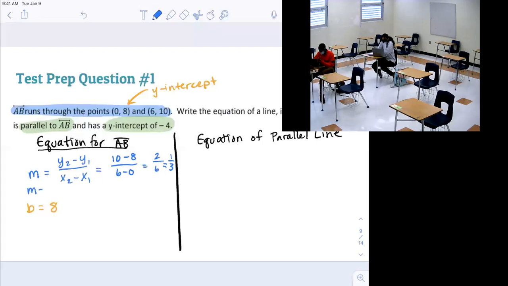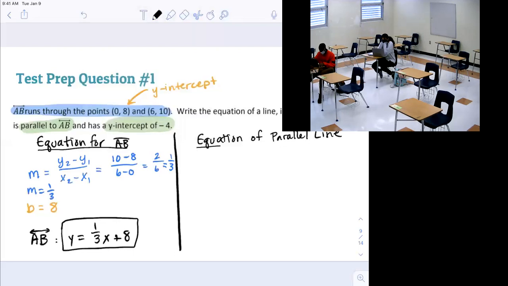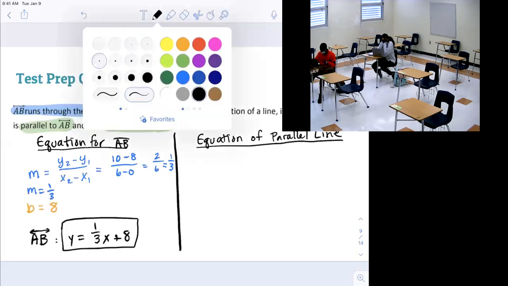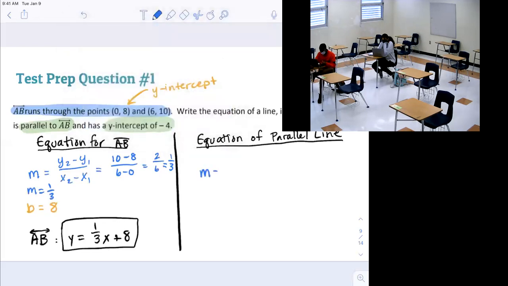So now I know M equals 1/3 and B equals 8. So now I can actually write the equation of AB. What's the equation? y equals 1/3 x plus 8. Good. But that wasn't even what my question is asking. My question wants to know what's the equation of the line parallel to AB that has a y-intercept of -4. So now I have to find those values for my new line.